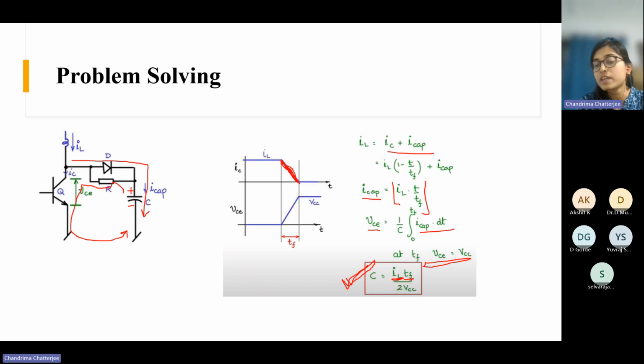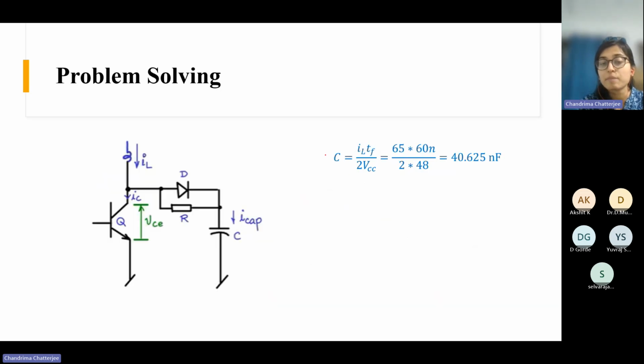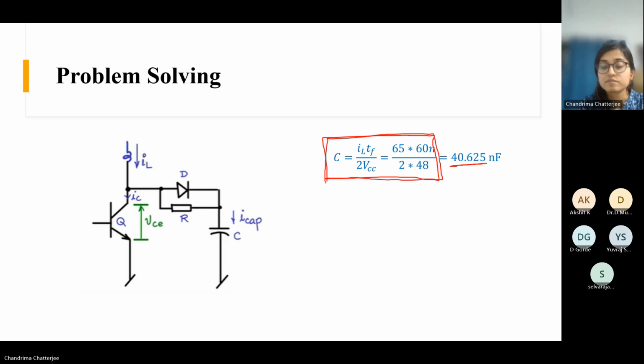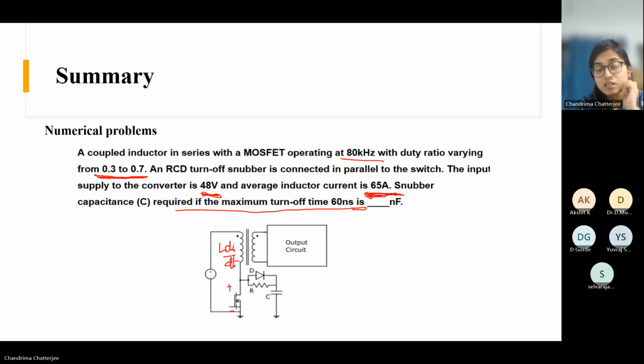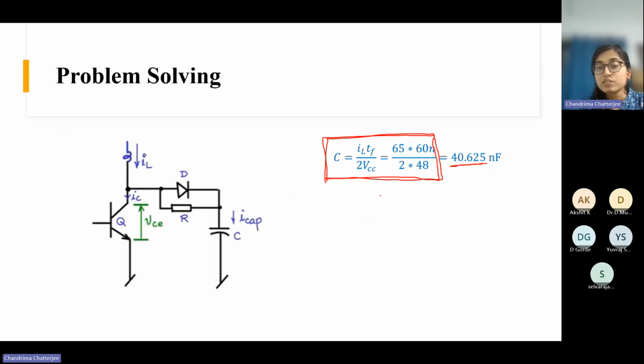And the TF value, the fall time, is also given, and the VCC value is also given. So you can find out the capacitor value. So this is wrong actually. I think this is not the correct value. I have calculated this one, but the actual process should be that you take the peak inductor current. But anyway, there is no way you can find it out because enough data is not provided. There is no data about the output current or anything, so you will have to take this current only.